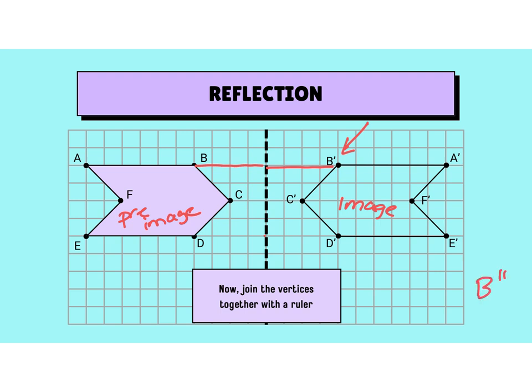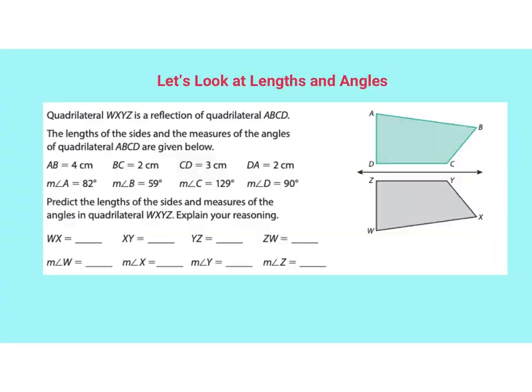And we'll talk more about that. So now we're going to go and look at lengths and angles. So here is our quadrilateral. Quadrilateral just means four-sided figure. And we have W, X, Y, Z.